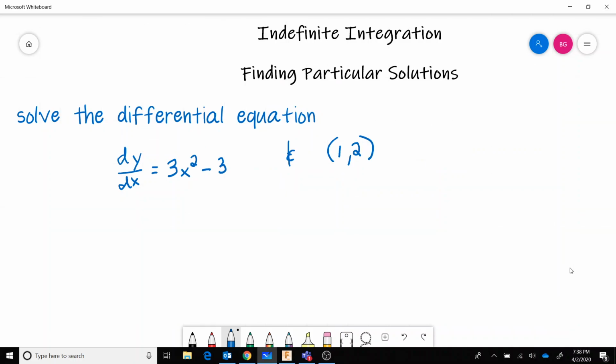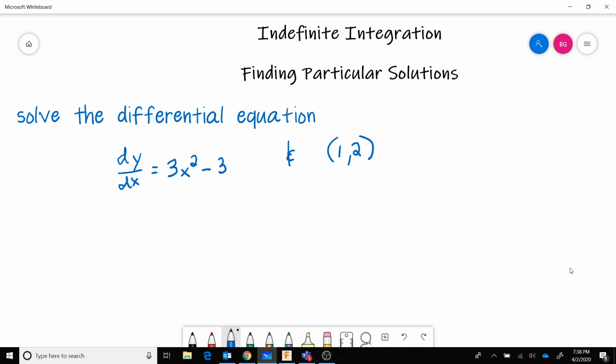Hello, everybody. We're going to do some more indefinite integration today. The big difference is, if you remember, when we do an antiderivative or indefinite integration, one of the things I told you in the earlier video is that there are many solutions. Well, today we're going to actually find particular solutions instead of the many solutions. If you're given a little information, you can actually find the particular solution.